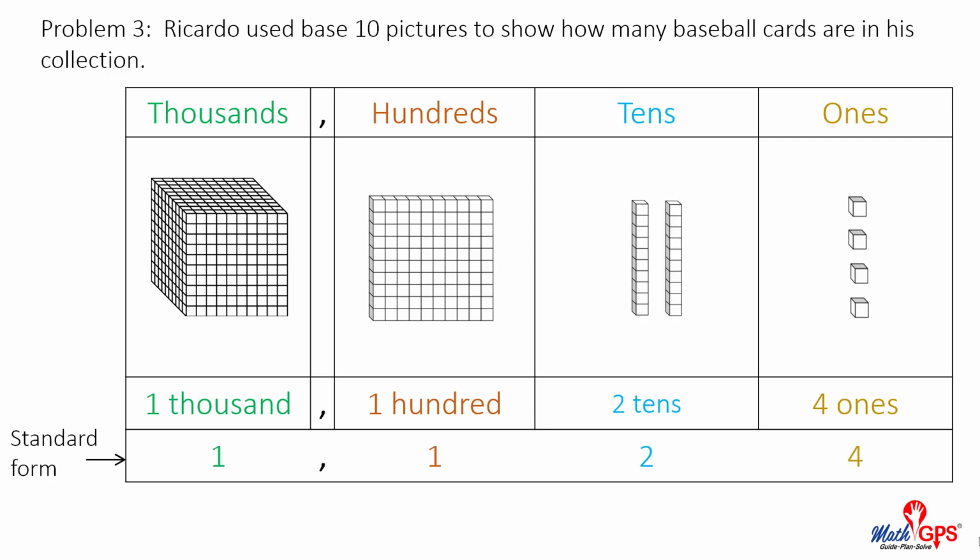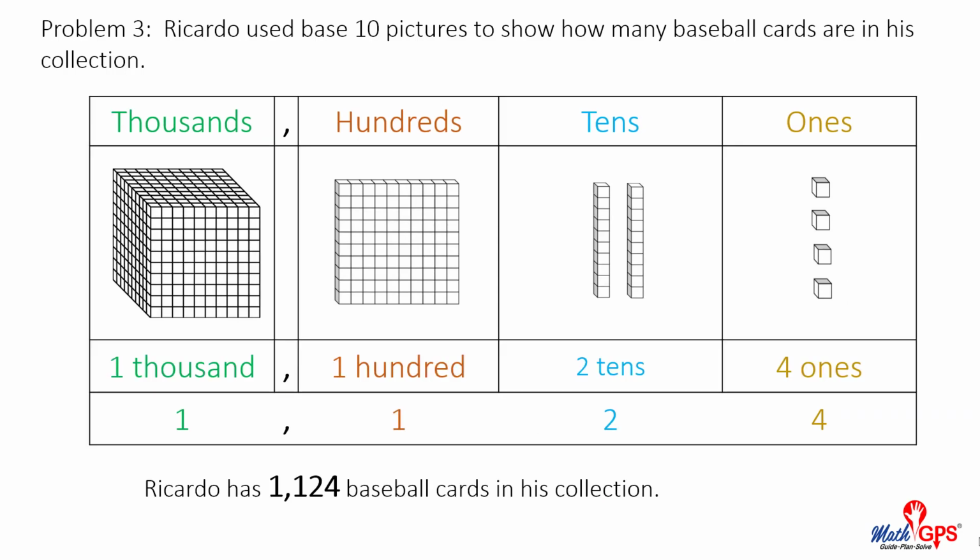We use only the digits 1, 1, 2, and 4 to compose and write the number 1,124 in standard form. Ricardo has 1,124 baseball cards in his collection.